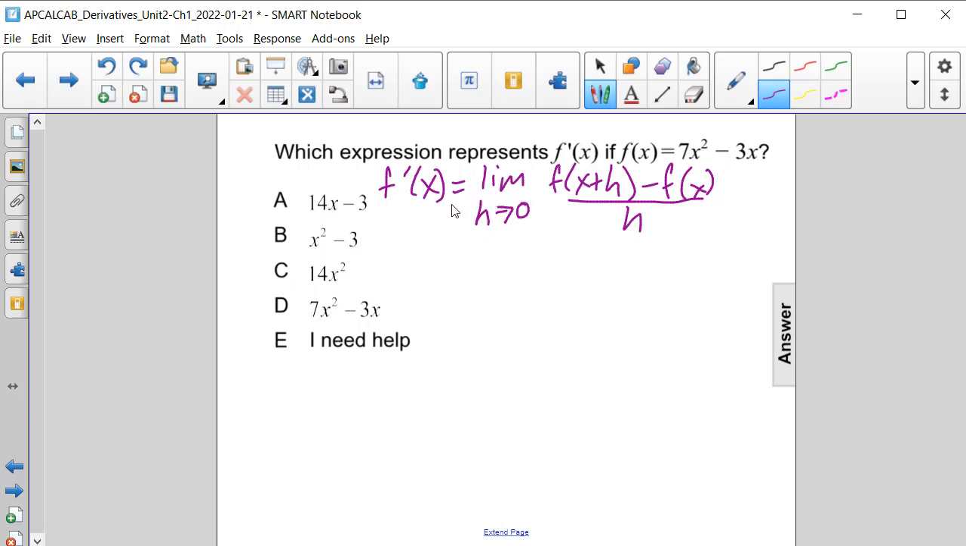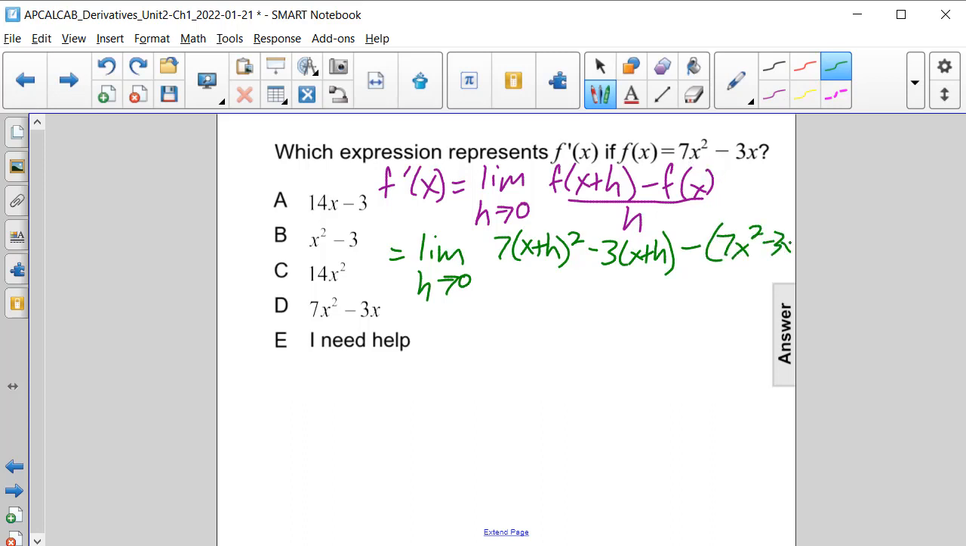So let's actually utilize this and work with our function. So we have the limit as h approaches 0 of 7 times x plus h squared minus 3 times x plus h. And then we're going to subtract f of x, which is just 7x squared minus 3x. We're still dividing all of those terms by h.